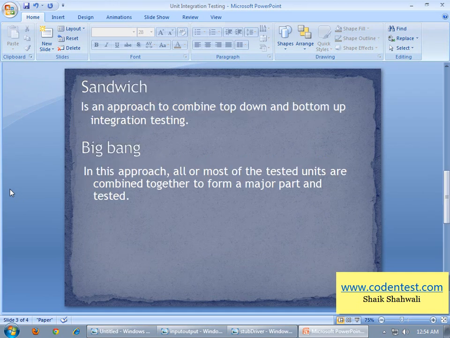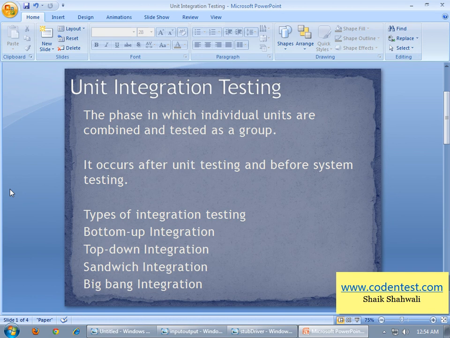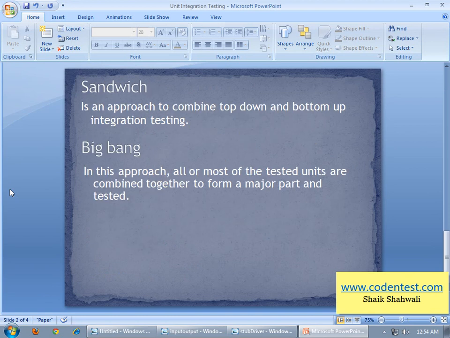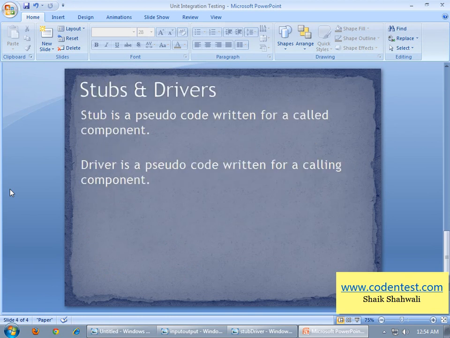So that's all in this video. In this video we saw what integration testing is, and then we saw the types of integration testing: bottom-up, top-down, sandwich and Big Bang. And then we talked a little about stubs and drivers.